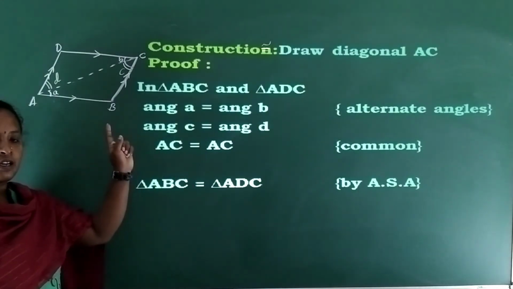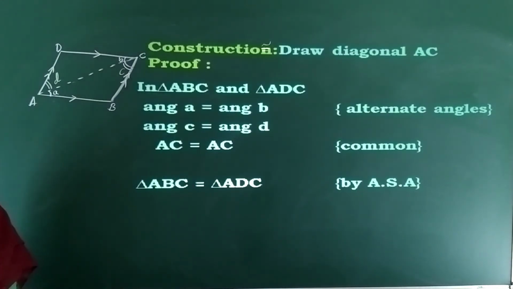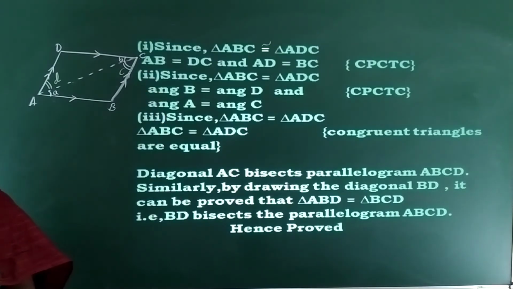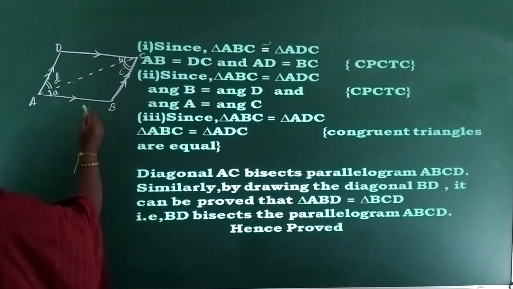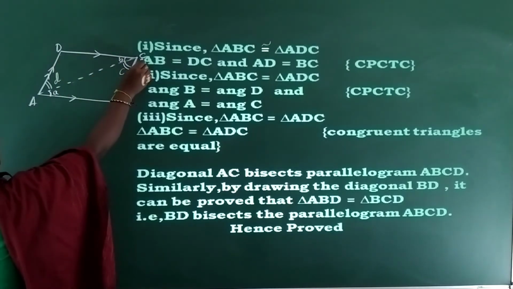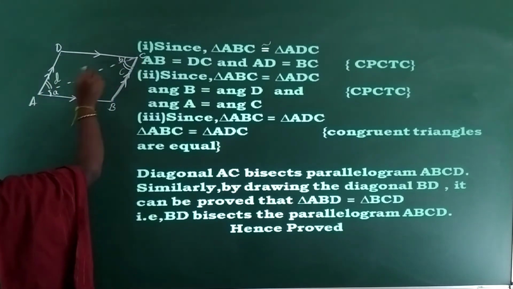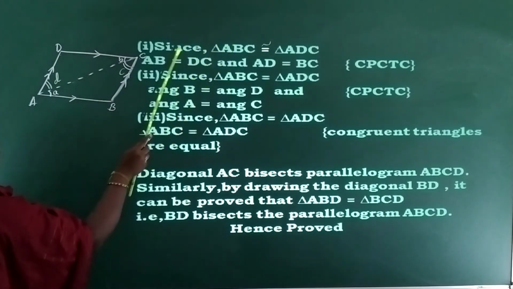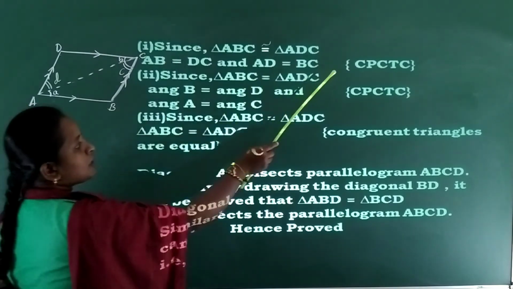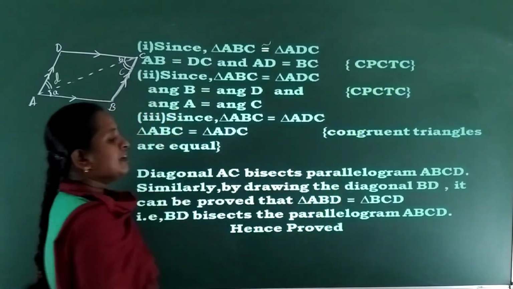By keeping this one, I am doing the next one. So next one is what? Triangle ABC congruent triangle ADC. By keeping that one, AB is equal to DC and AD is equal to BC. See, for keeping these two, we have proved this one. What is this one? CPCTC.